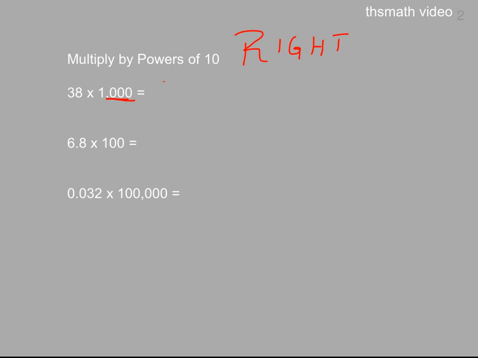And when I look at 38, I don't see a decimal point, but I know that it is right here after the 8. So I'm going to move this to the right once, twice, 3 times. I'm going to add my zeros as placeholders there. So my answer is 38,000.